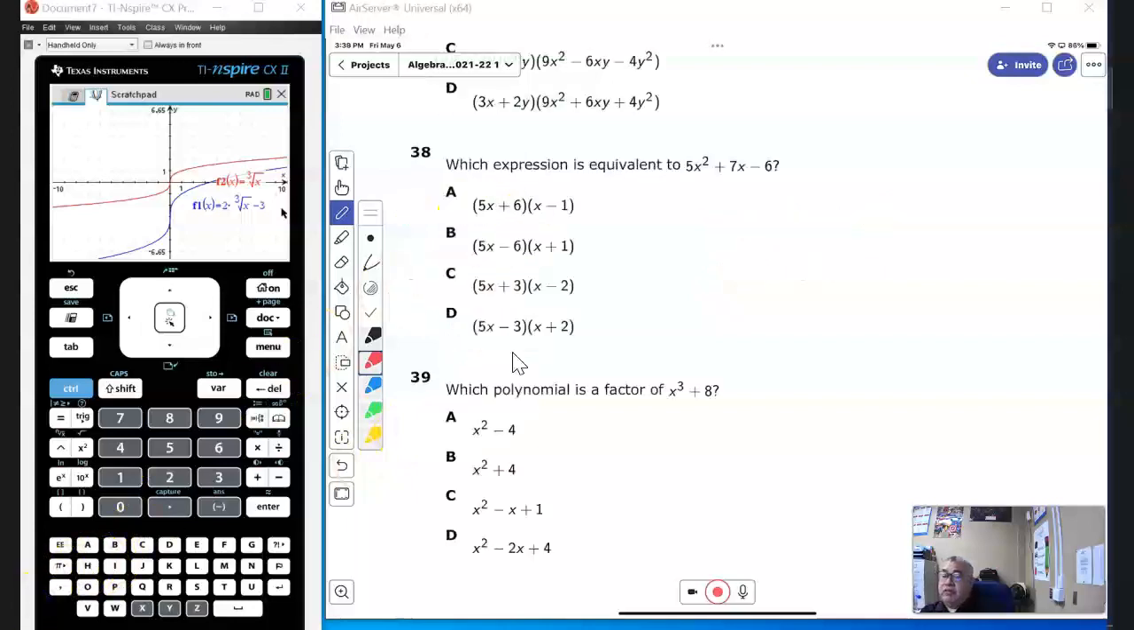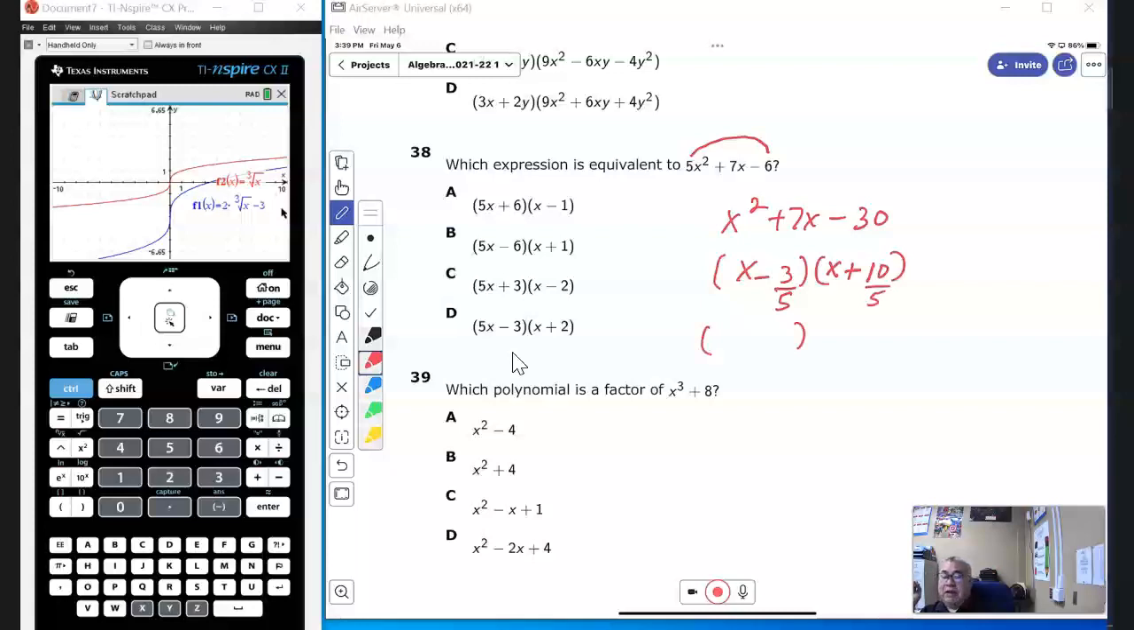Okay, 38, we're factoring again. I'm going to tell you the glide and slide method. 5 times 6 is 30. Find the factors of 30. 15 times 2, 3 times 10. So it should be x plus 10, x minus 3, because we want it to be positive 7. Now that you have the 5, you got to divide by 5.